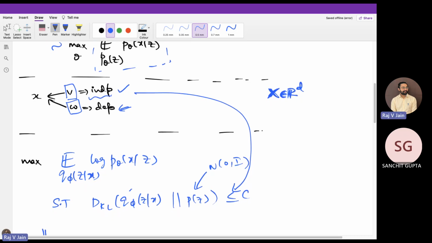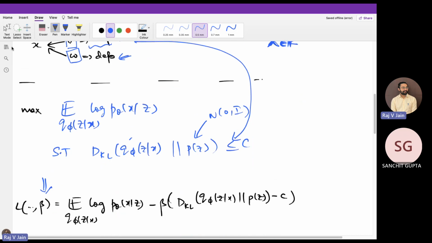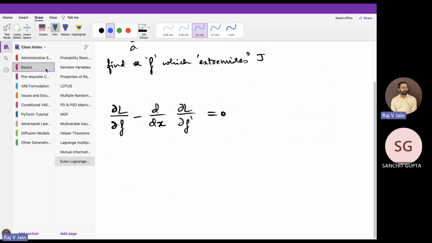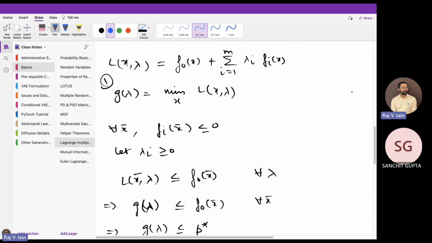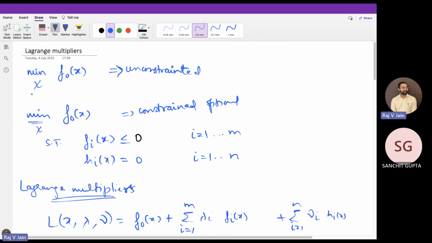Okay, so hence they bring up this idea, and then they talk about Lagrange multipliers. So we'll complete the discussion from last time about Lagrange multipliers. The idea here is that let's say we have an unconstrained problem. If I want to minimize some f naught of x, in case I have some conditions to be fulfilled for the solution that I want to find, for example, fi of x less than 0, hi of x equal to 0, some m inequality constraints and n equality constraints, then it's called a constrained optimization problem.